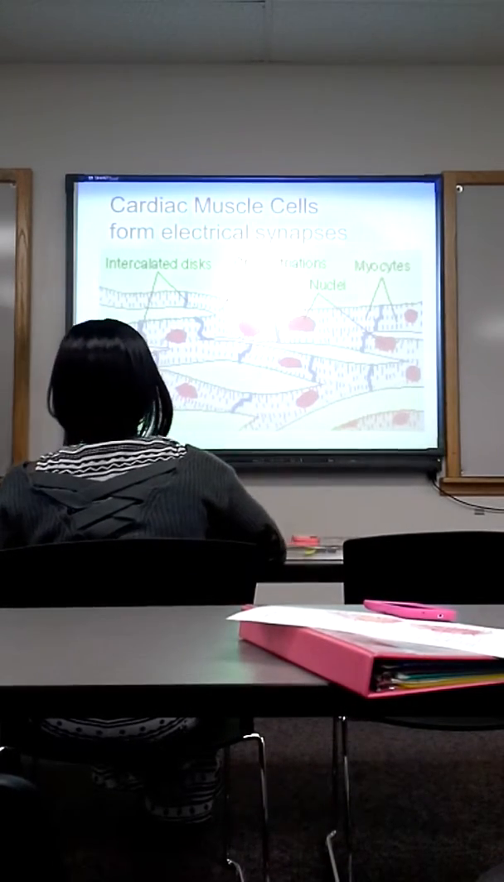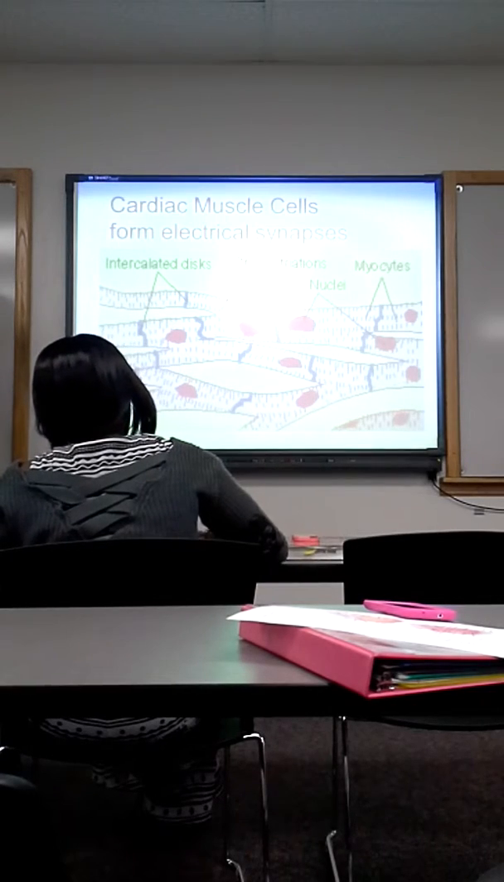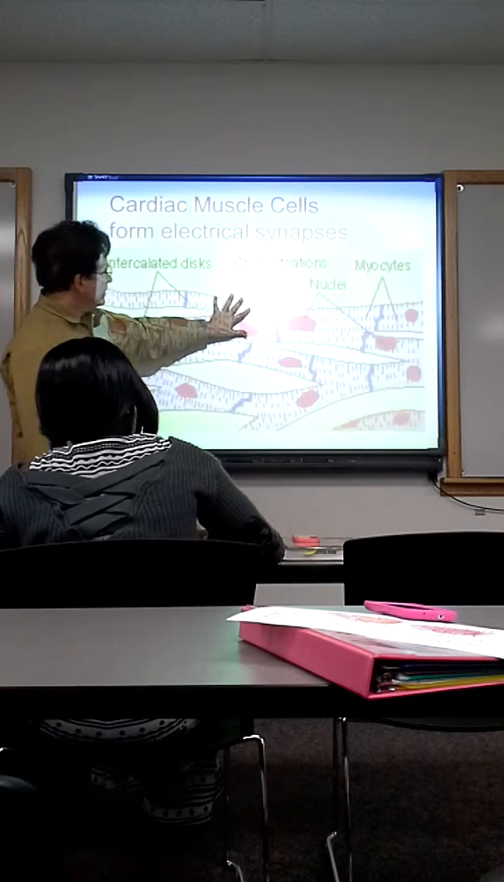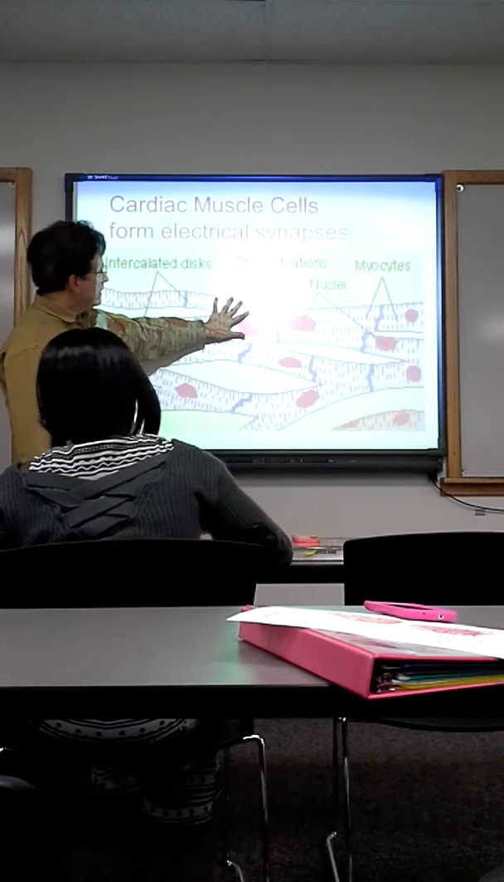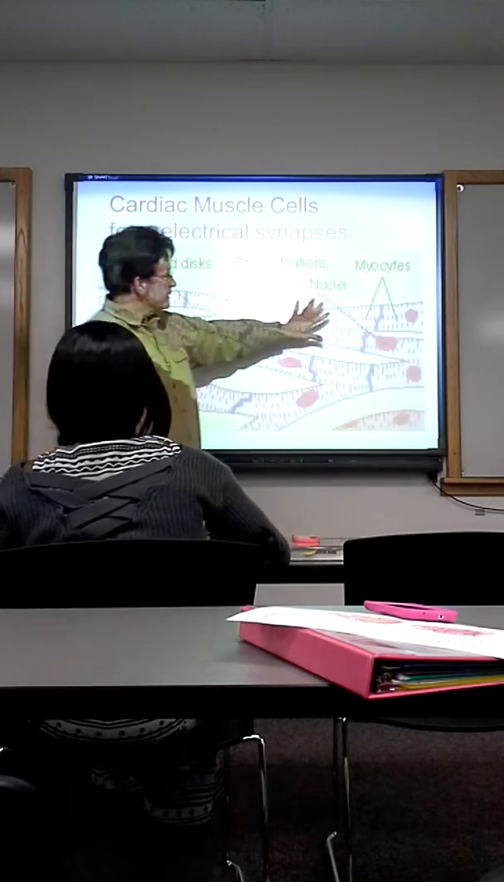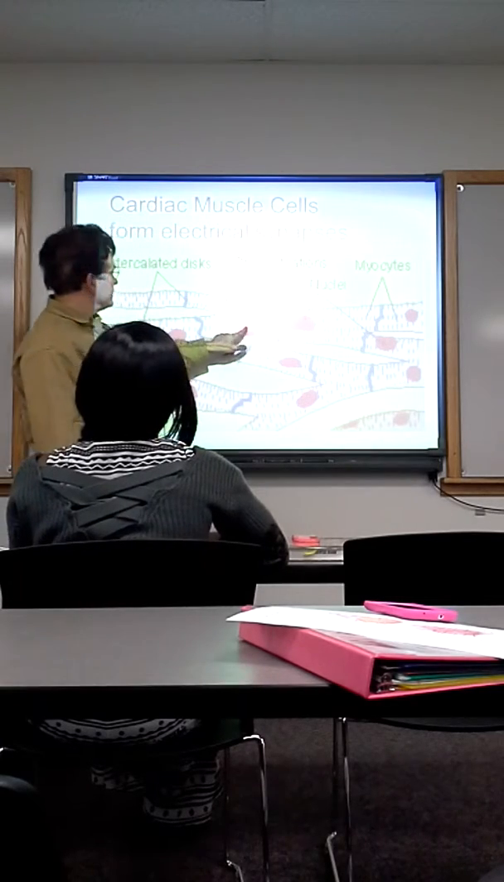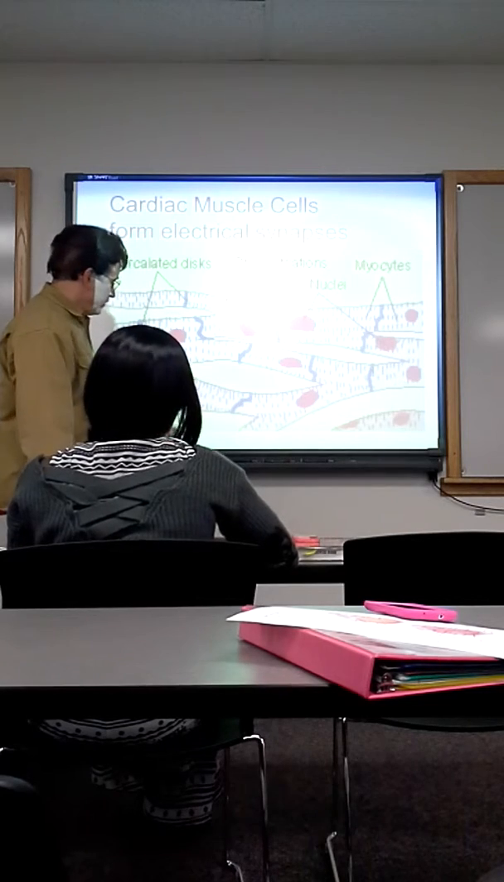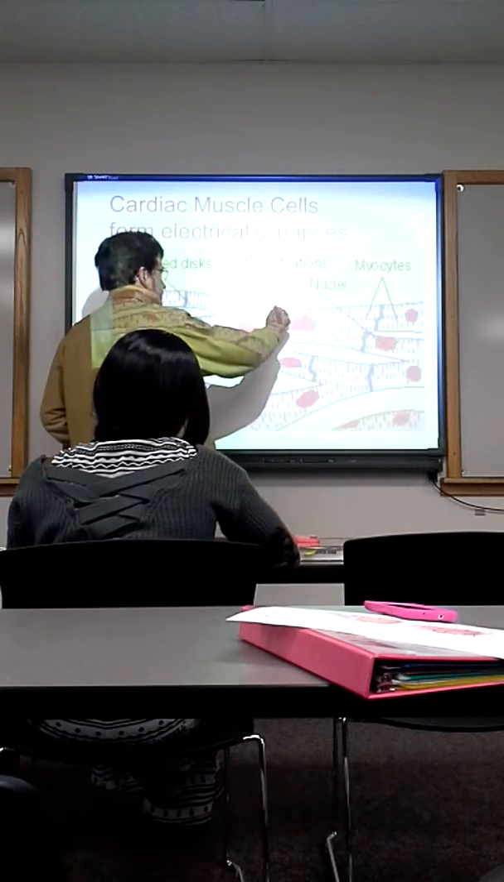Here's a drawing of the muscle cells of the heart. Here is a cardiac muscle cell. There's another cardiac muscle cell. There's the nucleus of each cell. You can see they're shown as striated here. And what you can also see are these structures here.